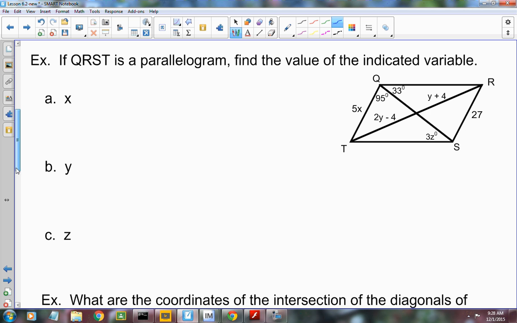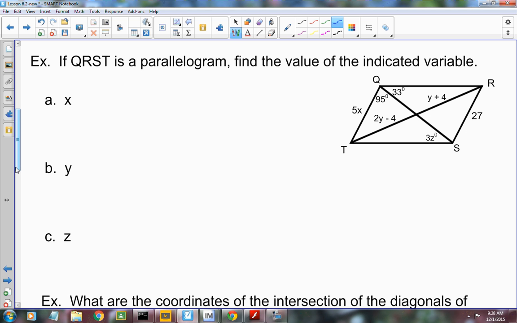Alright, so let's work a couple of problems here. If QRST is a parallelogram, find the value of the indicated variable. Okay, what would I do to find x? Does this expression here have a relationship with anything? It's equal to its opposite side, right? So I'm going to set 5x equal to 27. Divide both sides by 5. And x ends up being 5.4.